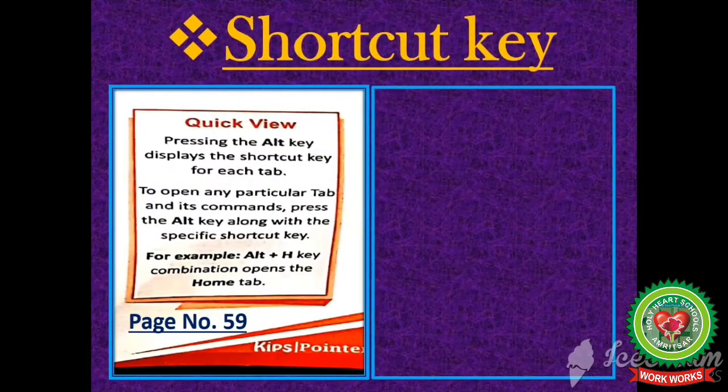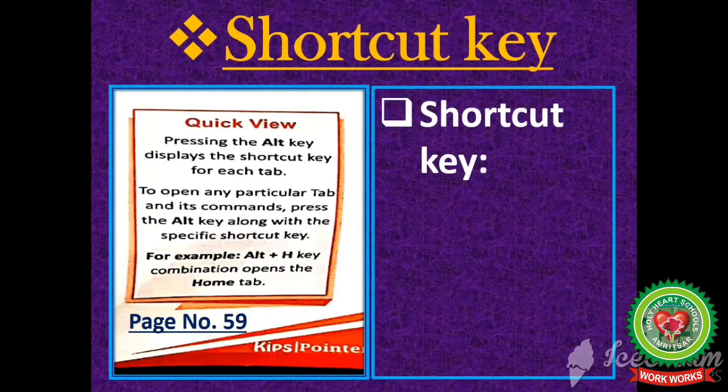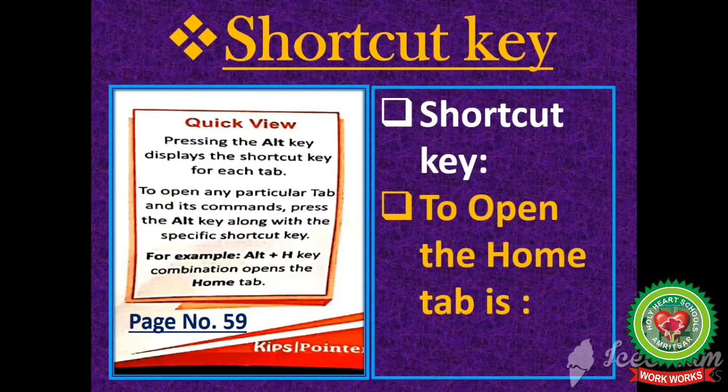Now the next side topic on page number 59 is shortcut key. Pressing the Alt key displays the shortcut key for each tab. For example, the shortcut key to open the Home tab is Alt plus H key from the keyboard. So let's do its practical.